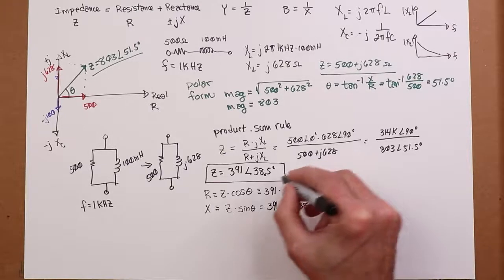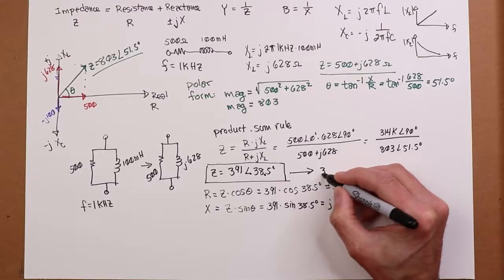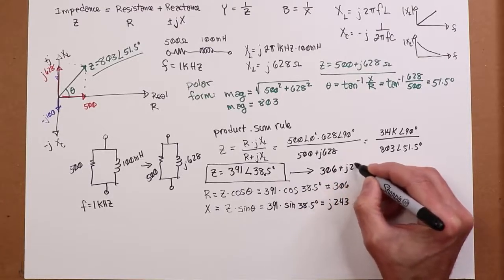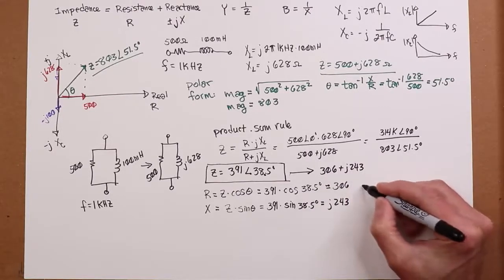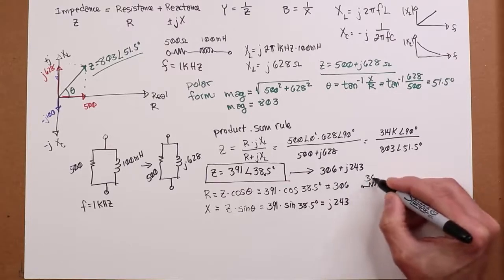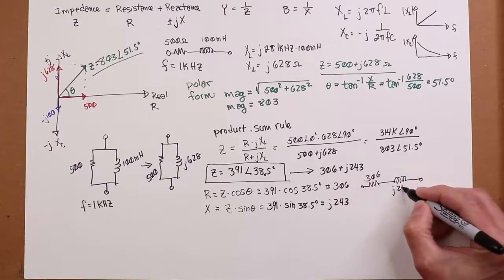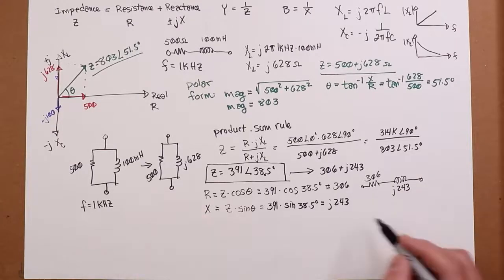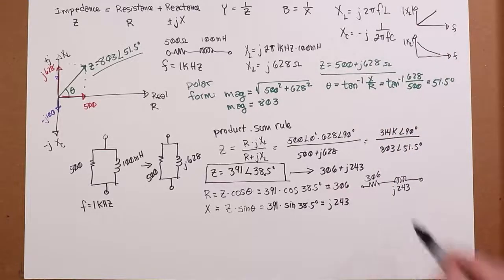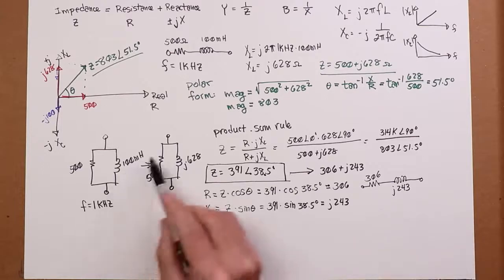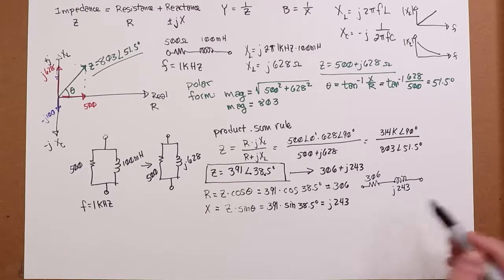The other way of writing this in rectangular form is 306 plus j243. If you think about that, I could visualize that as a resistor of 306 ohms and an inductor equal to j243. Now, I know the frequency, so I could use my equation backwards to determine the effective value of inductance. Clearly, it's not going to be 100 millihenries. Without a calculator, it's going to be somewhere in the 40 millihenry range or so.